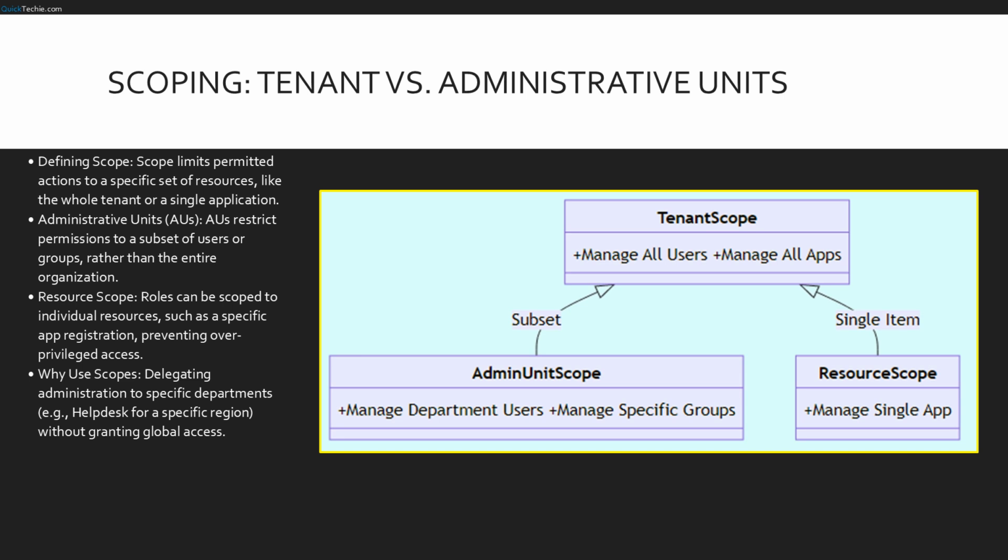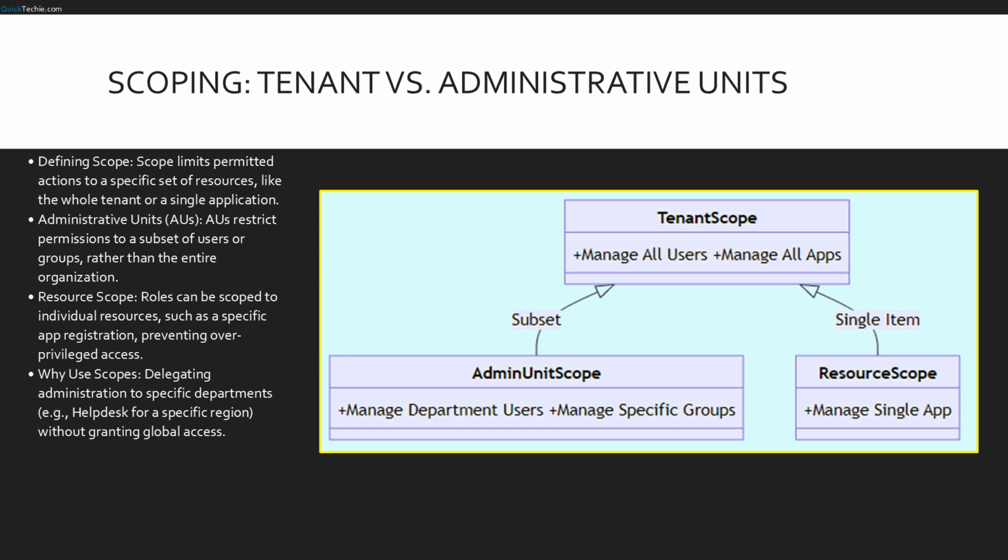We can go even more granular. The third point highlights resource scope, where a role applies only to a single application. Why do we do this? As the final bullet explains, it allows for granular delegation, like letting a helpdesk admin manage only their region's users, drastically reducing the blast radius of a compromised account.